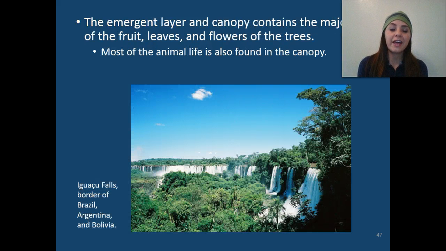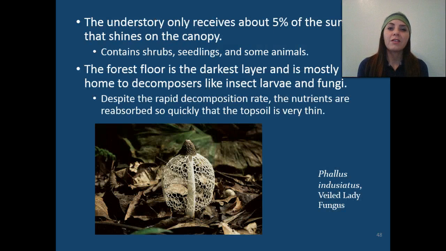The emergent layer and the canopy layer contain the majority of the fruit, the leaves, and the flowers of all of the different trees. They also contain most of the animal life, which includes tons and tons of different species of insects. This is a beautiful picture of a rainforest, in the Aconcagua Falls, border of Brazil, Argentina, and Bolivia. The understory only receives about 5% of the sunlight that shines onto the canopy. And the forest floor is the absolute darkest layer, and it's mostly home to decomposers like insect larvae, fungi, and also different types of bacteria.